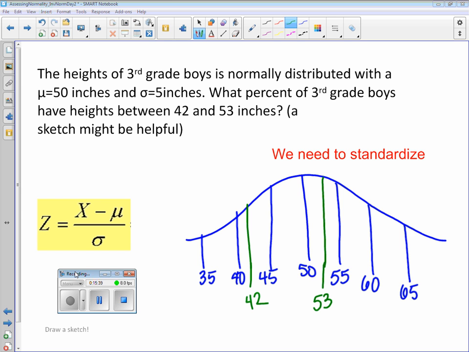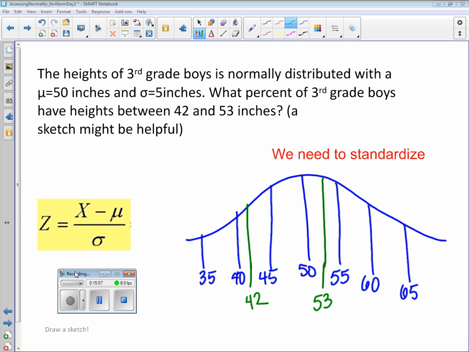Why is that unusual? Why is that different from what we did last class? Because I don't have exactly 55, exactly 45. I don't have the exact numbers that are listed on here. If I asked you between 45 and 55, you can give me the percentage. What would it be? 68. We know those because of that rule.